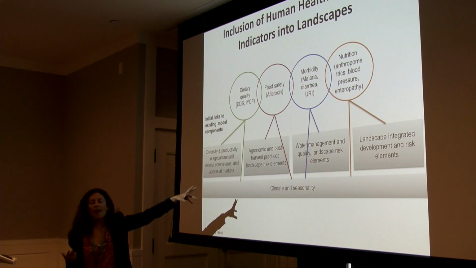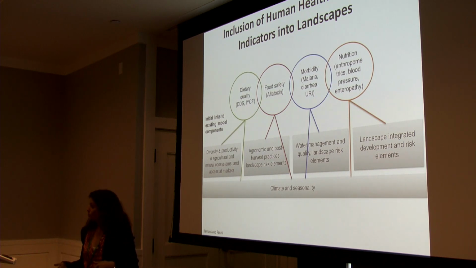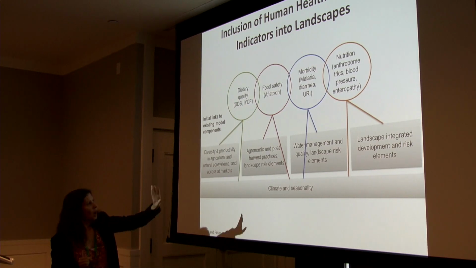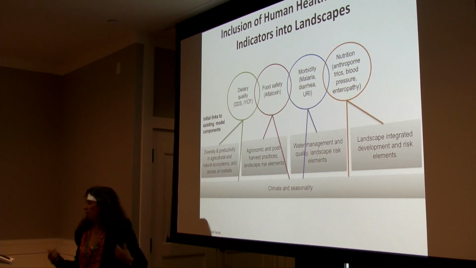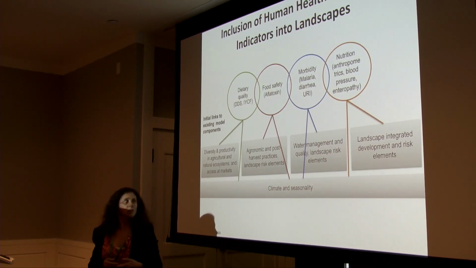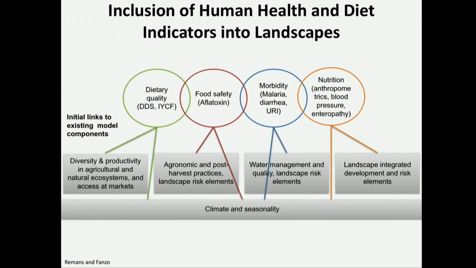Food safety, like aflatoxin, which is thought to be a huge contributor to stunting. And in places like rural Kenya, 60% of crops are contaminated with aflatoxin. You can look at morbidity data like malaria, diarrhea, upper respiratory tract infections. These all co-localize with some of these different agronomic and water management practices.